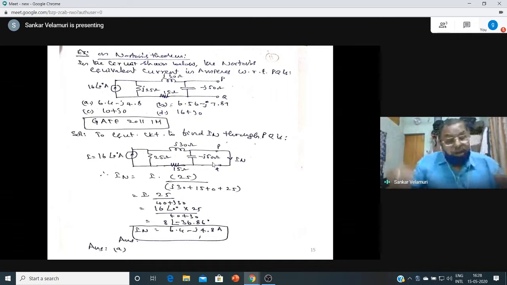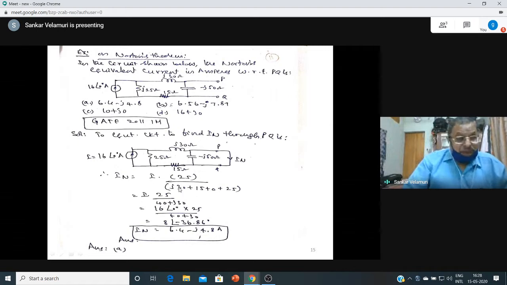Because even if you have got a load there, you have to short circuit that one, because the short circuit current flowing through the terminal PQ is the Norton's current. That is important. You have to understand the statement of the problem of the question that is being given carefully. So that is very typical in that context.